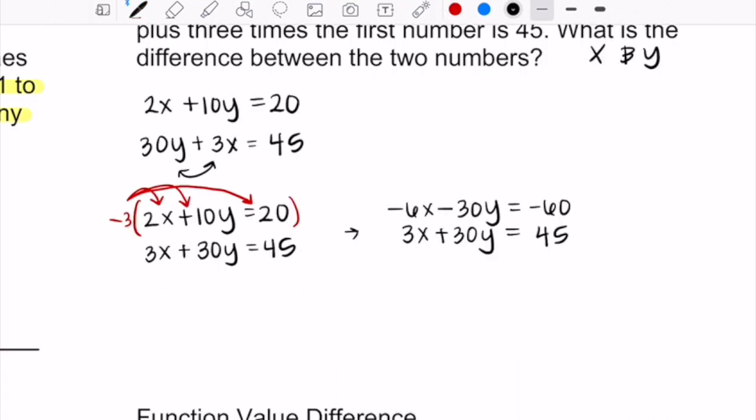So I multiply through by -3 on the first equation, the second equation stays the same, and then I add up the two equations. So I cross off my opposites, and then I divide both sides by -3. And so I get x equals +5. So one of the numbers, the first number, is +5.